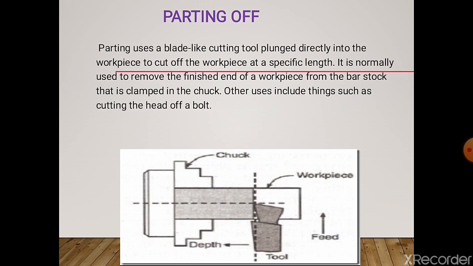Parting off. Parting means cutting the workpiece. Parting uses a blade-like cutting tool plunged directly into the workpiece to cut it off at a specific length. It is normally used to remove the finished end of a workpiece from the bar stock that is clamped in the chuck. Other uses include things such as cutting the head of a bolt. This is the figure of parting operation.